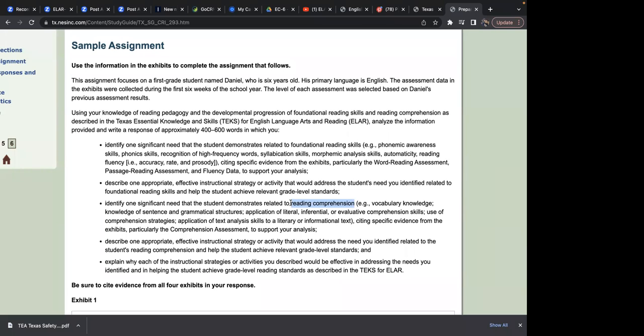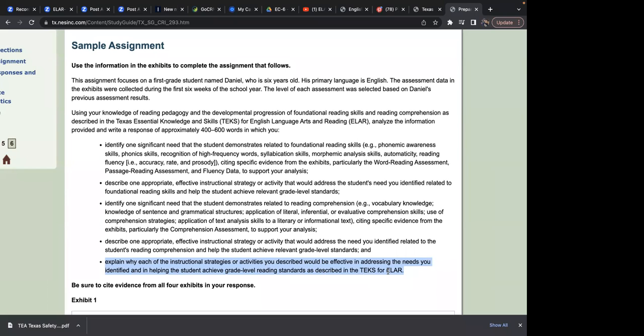So you must look them up and have the one that you love the most, your favorite, ready to go, and mark it set, go in your brain. So right here: explain why each instructional strategy or activity you describe would be effective in addressing the needs you identified and helping the students achieve grade level reading standards as described in the TEKS for ELAR.